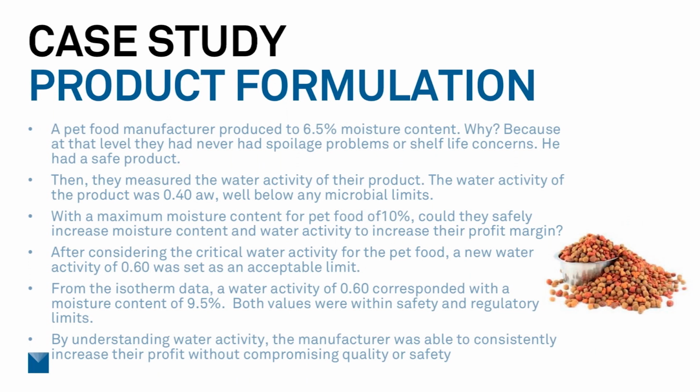Now, by increasing the water activity and the moisture content spec, they are able to reduce their raw ingredient costs. Now they would need less ingredients to produce the same amount of pet food, and they would be essentially replacing it with water, and water is very cheap. They could reduce electricity and heat because there's less time in the ovens, and the product is better because the moisture content is higher. It has more flavor, and there's an improved texture as it's not as hard. So by understanding water activity, the manufacturer was able to consistently increase their profit without compromising quality or safety. And as a matter of fact, I think they've probably improved the quality of their product.